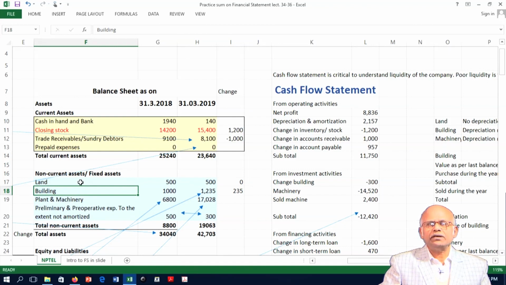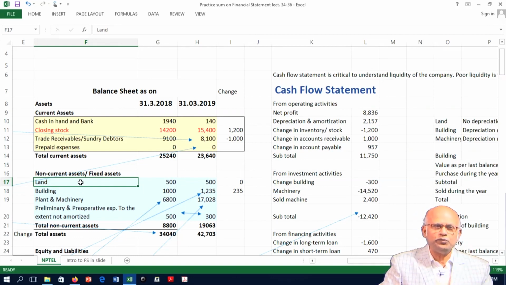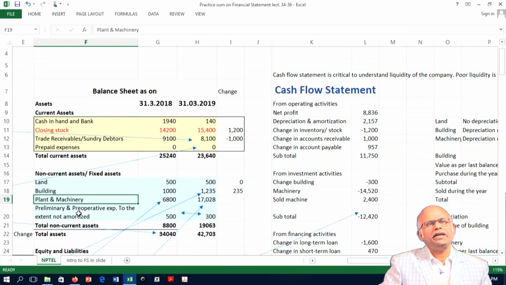Now, among non-current assets is the land, that is somewhat liquid, but it is very difficult to say which one is more liquid. Then building, then plant and machinery, any other expenses that you have incurred but not written off. Then maybe some provisions also, long term provisions that you make may remain as an asset.